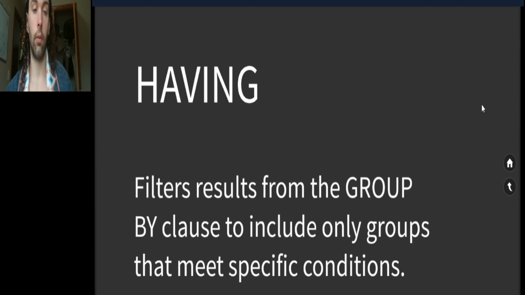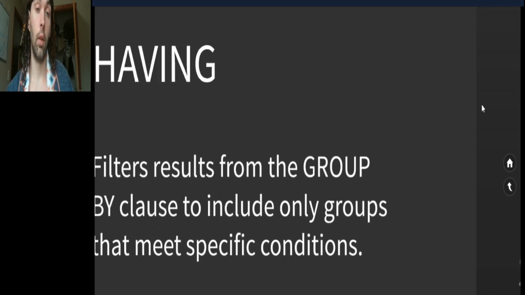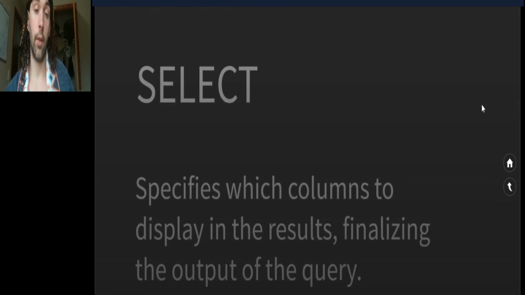Having filters results from the group by to include only groups that meet specific conditions. This is where you are filtering on aggregation. So sum is greater than this, like total profit is greater than 15,000, or variance, if calculating variance, is less than a certain amount. Select specifies which columns to display in the results. Basically, show this, show this, show this.